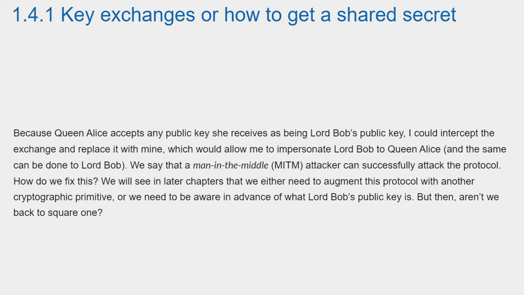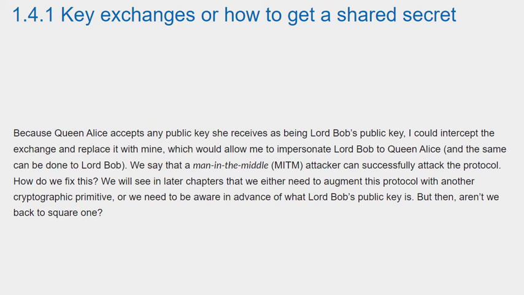Because Queen Alice accepts any public key she receives as being Lord Bob's public key, I could intercept the exchange and replace it with mine, which would allow me to impersonate Lord Bob to Queen Alice. And the same can be done to Lord Bob. We say that a man-in-the-middle, or MITM, attacker can successfully attack the protocol. How do we fix this?